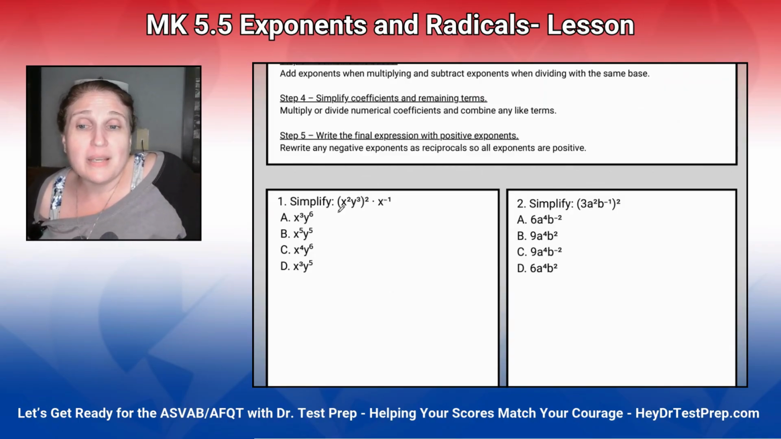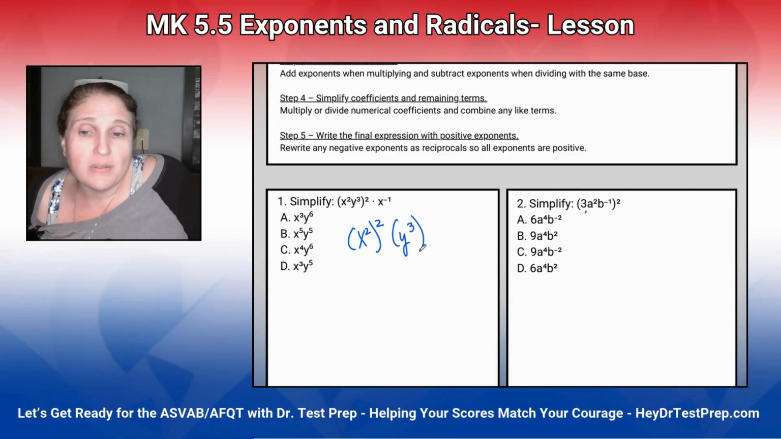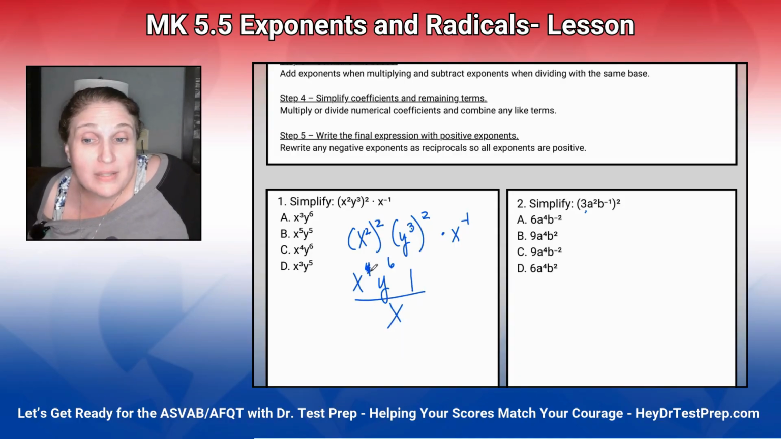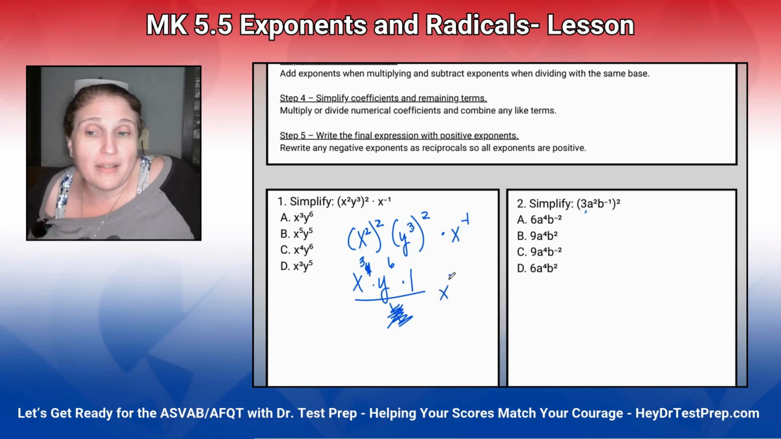All right, now we've got some more things going on. Here, I like to sometimes write each piece out individually because especially when we get to this one, it helps me remember to do the exponent. So I'm going to put x squared squared, y cubed squared, and then I've got times x to the -1. So 2 times 2 is 4, so this is x to the 4th. 3 times 2 is 6, this is y to the 6th. And then this times -1 is really the same thing as saying 1 over x. So now we can simplify it. I'm going to cross this one out and take 1 away from here. And these are all being multiplied together. So I'm left with x cubed, y to the 6th.